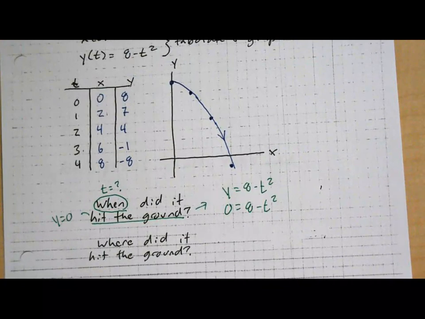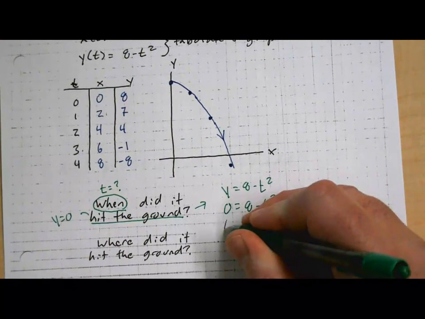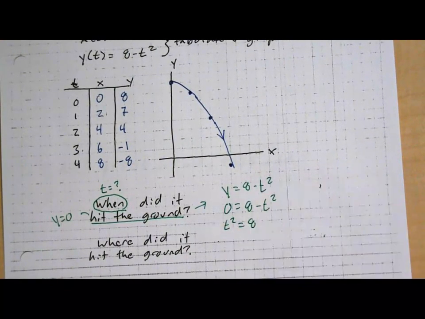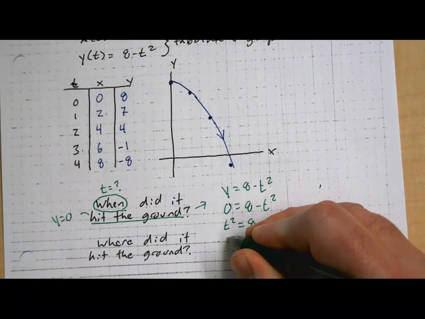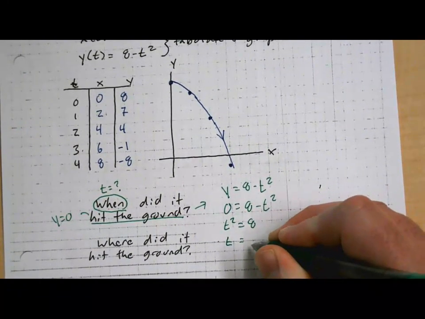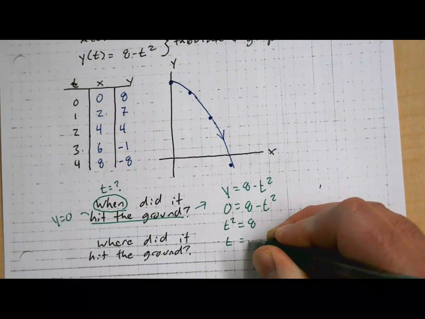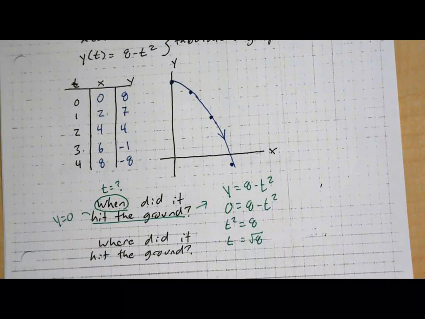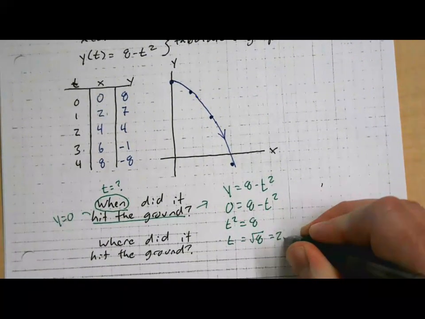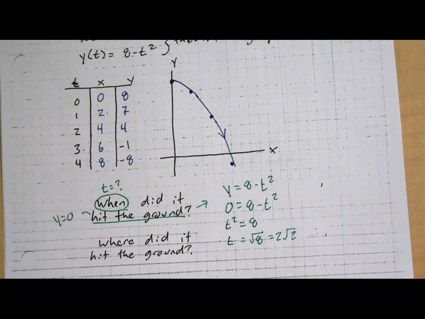So then we could do a little bit of algebra, plus t squared on both sides. So t squared equals 8. So t equals plus or minus root 8, but minus doesn't really make sense here. So t equals root 8, which is 2 root 2. So 2 root 2 seconds.